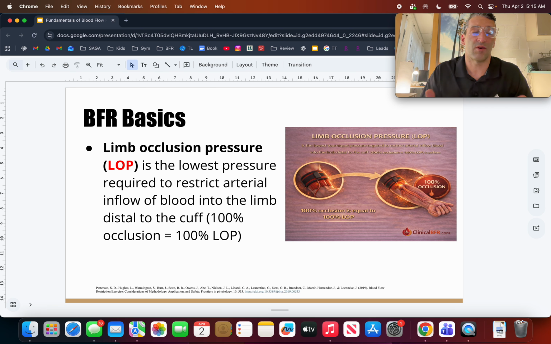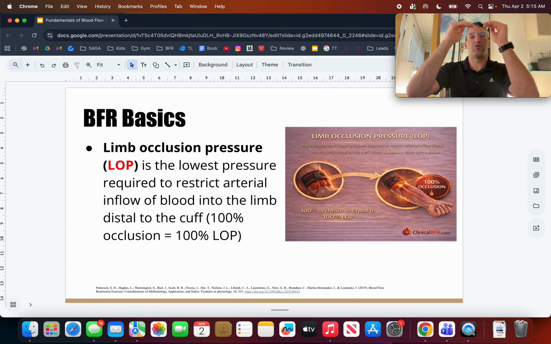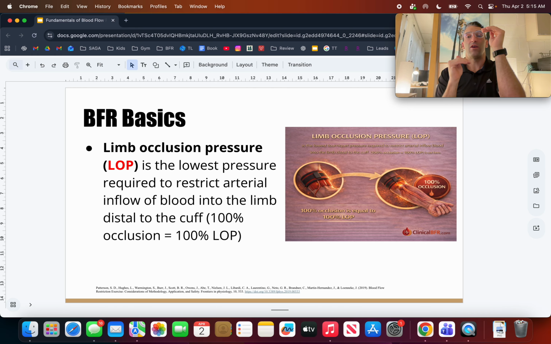Now, something very important to know: the gold standard tourniquet time for an ACL reconstruction is currently 90 minutes. That means that patient can be fully occluded at 100% LOP for up to 90 minutes. When we're training with someone, we'll find that max occlusion, and then we'll always bring that level down. So we're always training with partial arterial inflow. We find that 100% LOP, and then we're going to bring that training pressure down, right?